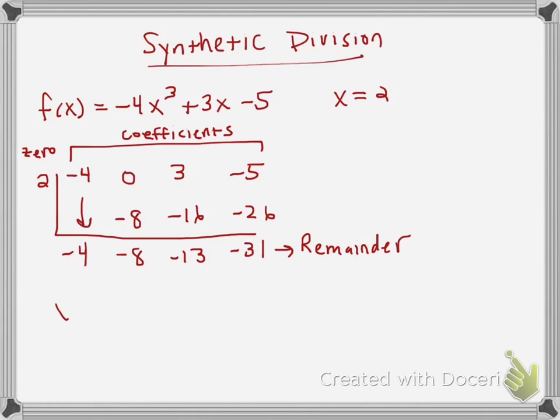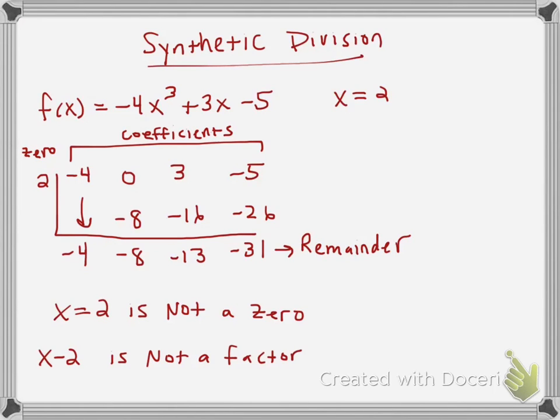Now, in order for a value to be a 0, we should get our remainder to be equal to 0. So what that means is that x equaling 2 is not a 0, it's not an x-intercept. It also means that x minus 2 is not a factor. We have multiple ways to factor: GCF, our box method, and now we also have synthetic division. Synthetic division helps us factor polynomials, but in order to use it, we need a 0. 2 is not a 0, so we are not going to be able to factor this. This problem is done.